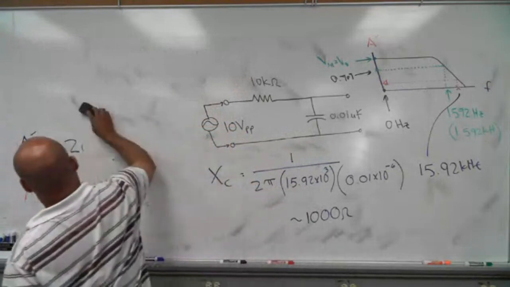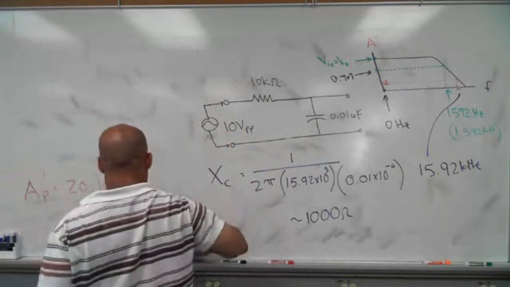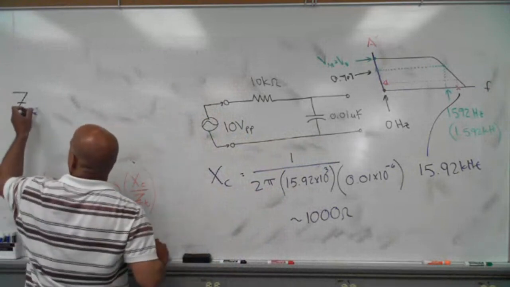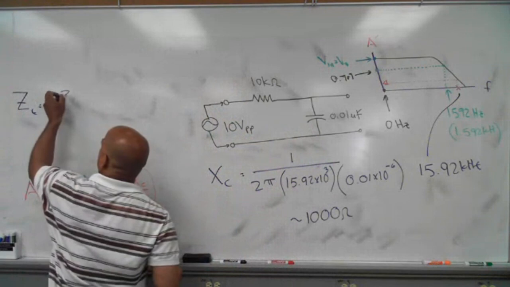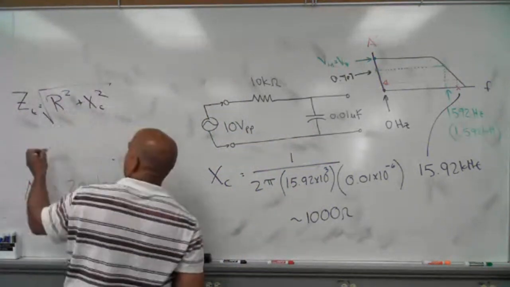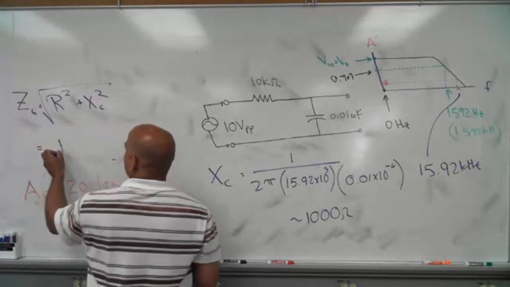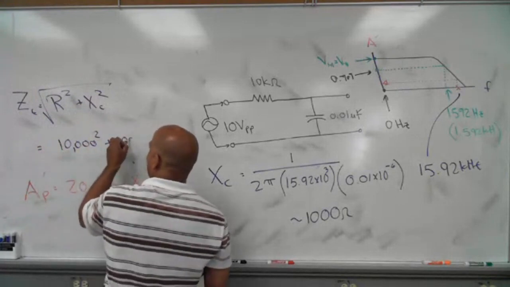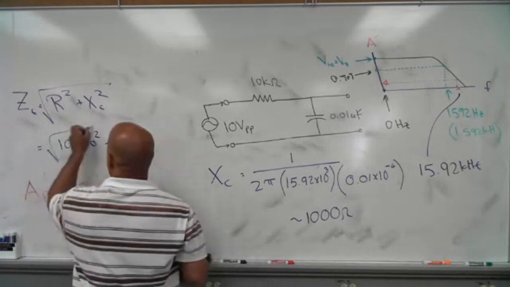All we got to do is get the denominator, ZT, and we're good to go. And you know from other lectures that ZT is just going to equal the square root of R squared plus XC squared. So if I take my R, which is 10,000, and I square it, plus the 1,000, and I square it, take the square root of it.